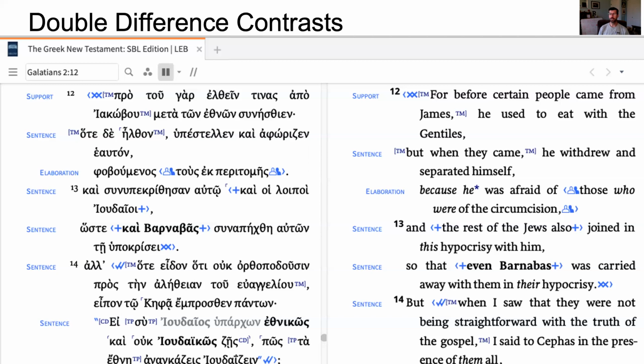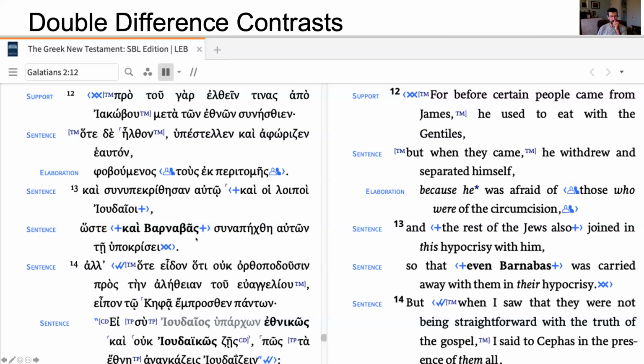If Paul had just said, Peter didn't eat with the Gentiles, it wouldn't sound like that big a deal, unless we had the information that he used to. And then unless we had the information that the only thing that changed was the arrival of the people from James. And you'll notice that there's a double X and a check.